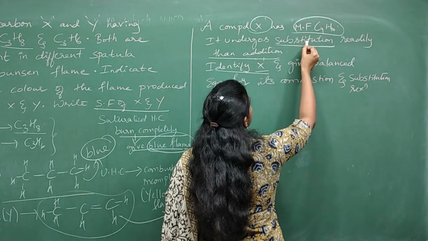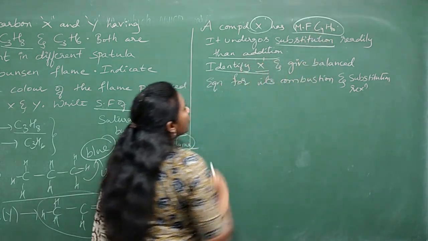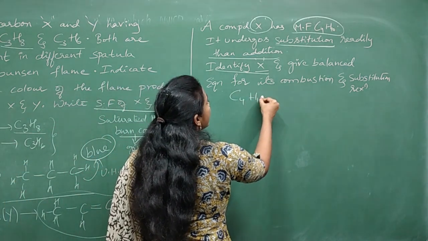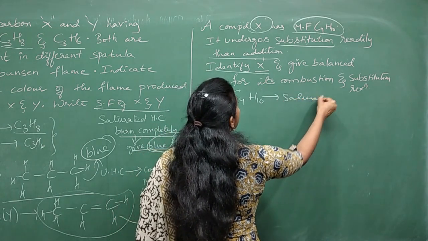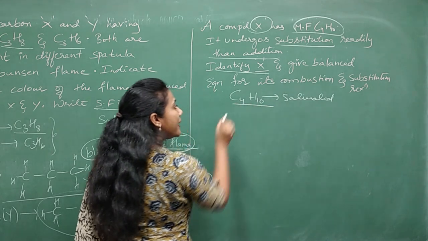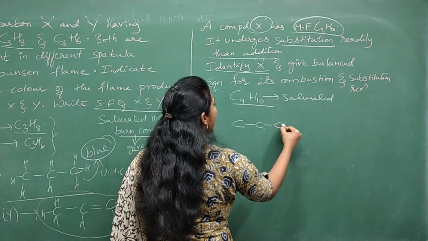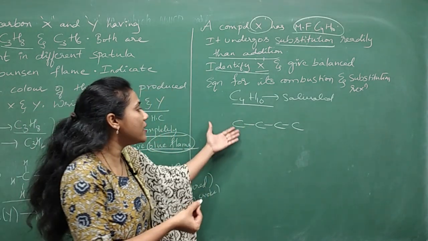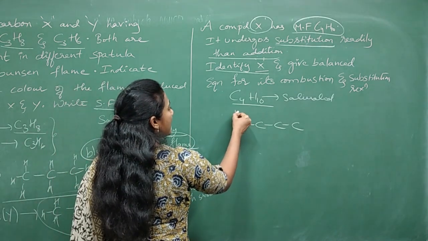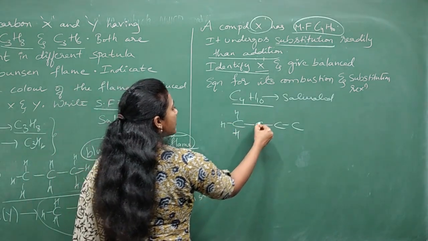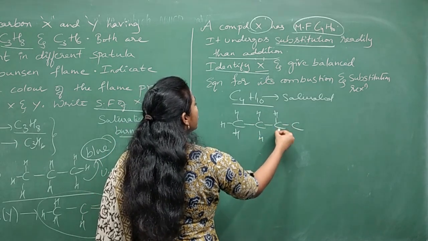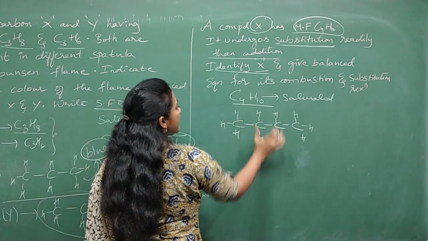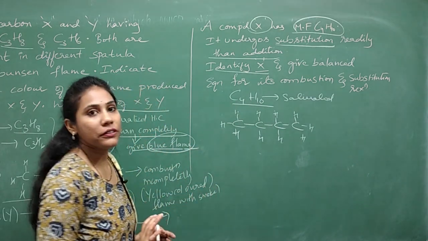This particular compound is undergoing substitution. It is not undergoing addition. That means that C4H10 is a saturated compound. So saturated compound means, how do you write its formula? You will put all carbon-carbon single bonds, 4 carbons, and you satisfy the remaining valency, remaining bonds, by putting hydrogen, right? So this carbon needs 3 more bonds, so 3 hydrogens, and here 2 hydrogens, here 2 hydrogens, and here 3 hydrogens. So how many hydrogens? 1, 2, 3, 4, 5, 6, 7, 8, 9, 10. So this is our compound, right?